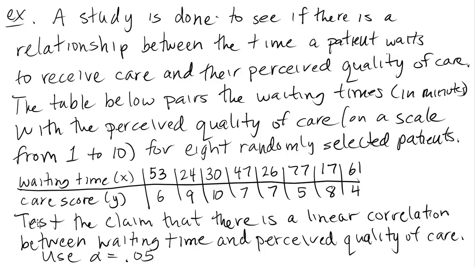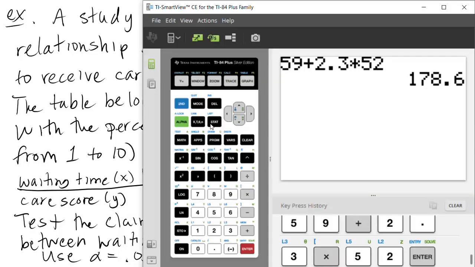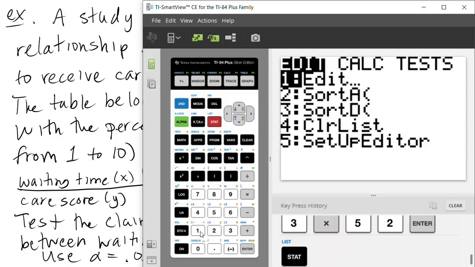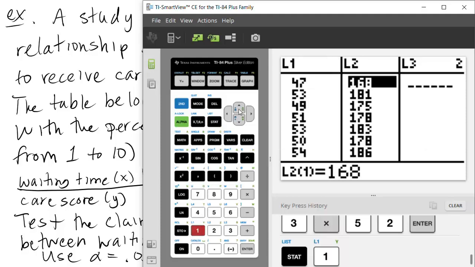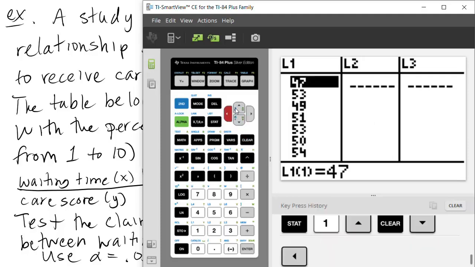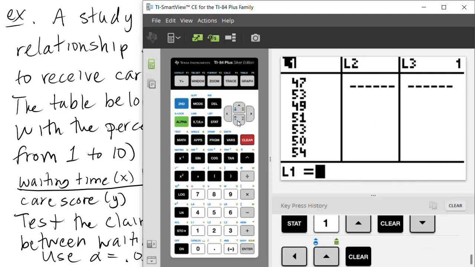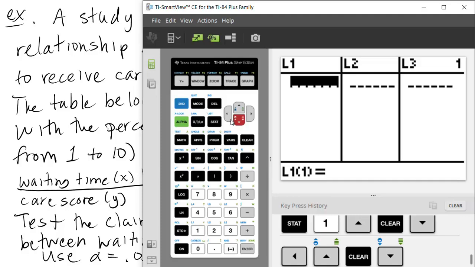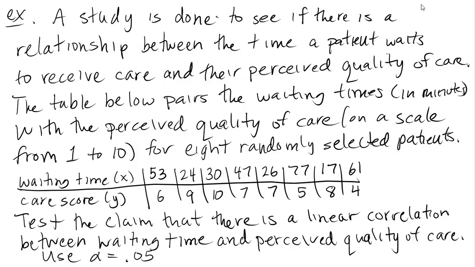I'm not going to make you watch me type the whole list this time, but I do want to remind you how to clear your lists. If you press Stat, Choice 1 to edit, scroll up to the list name, push the clear key and the down arrow. Let me minimize this so that you can see the screen. Pause the video here and type in the data. When you unpause, we'll be ready to go.